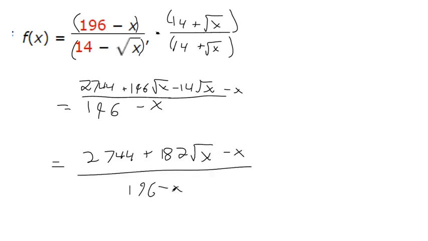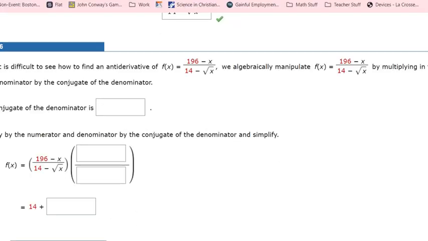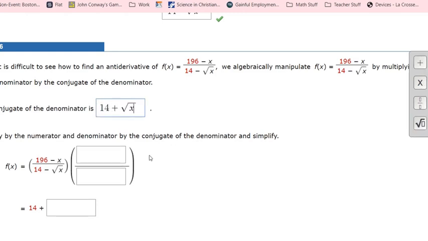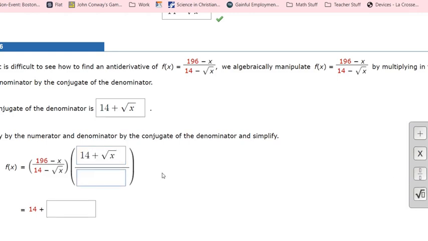Okay, so we've done what they've asked for. This is what they were asking us to do, is to multiply by the conjugate of the denominator. So the conjugate is just opposite sign. We need square root of x. So they wanted you to multiply the numerator and the denominator by the conjugate.